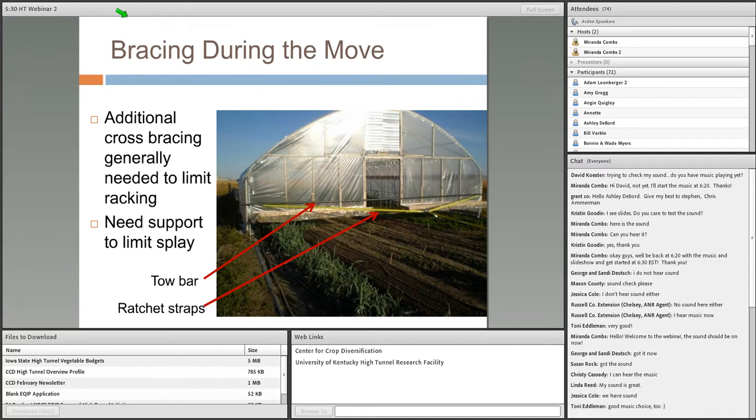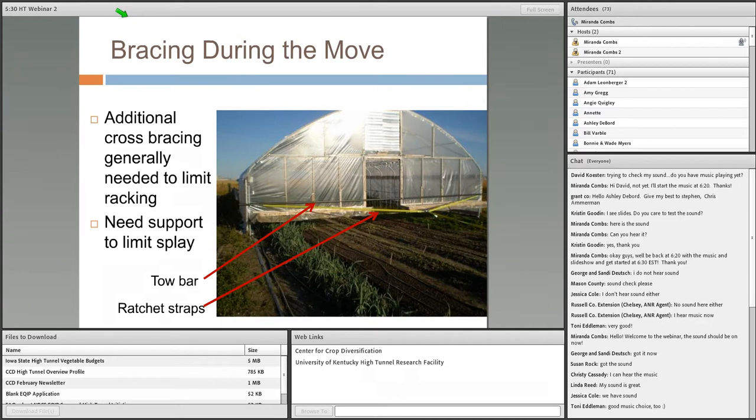So these can be done using something like a tow bar, which you see in that top arrow, as well as ratchet straps. And sometimes you see both. So this is a commercially available model where they use both just to err on the side of caution. You actually see that their towing winch is hooked up to their ratchet straps, and their tow bar is what's stabilizing the width of the tunnel.